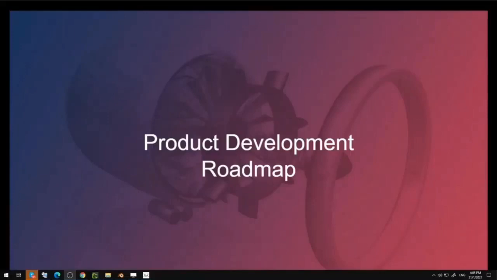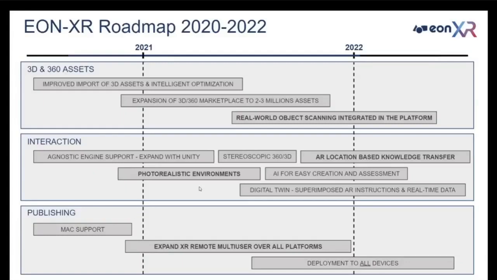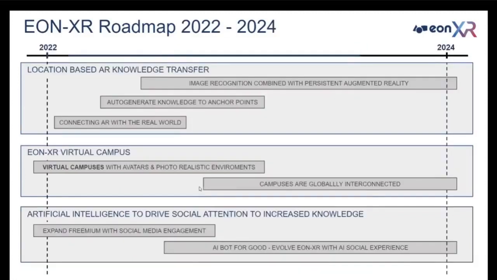And now I'll share with you the product roadmap. Okay, we'll get an overview. Right, we're looking into improving the importing of 3D assets, real object scanning, interaction, more photorealistic environment, AR location-based knowledge transfer, ability to publish across all platforms, location-based AR knowledge, right? So ability to superimpose AR on real objects, virtual campuses, right? So having more users in a multi-user environment, and using AI to drive creation of content.